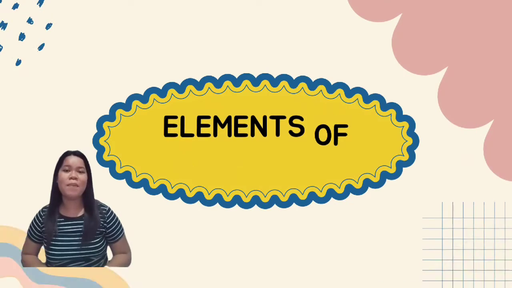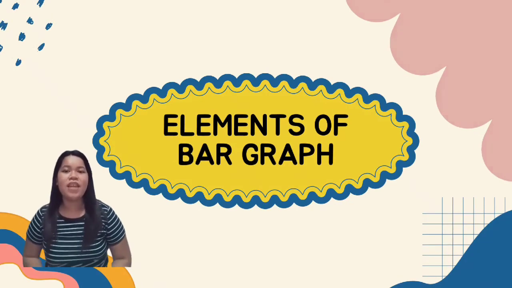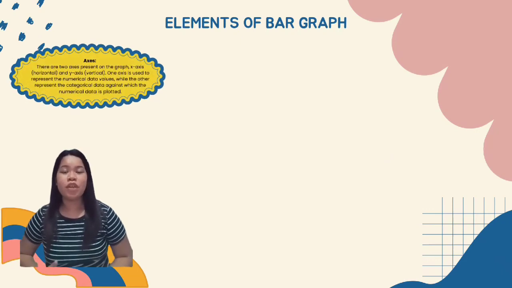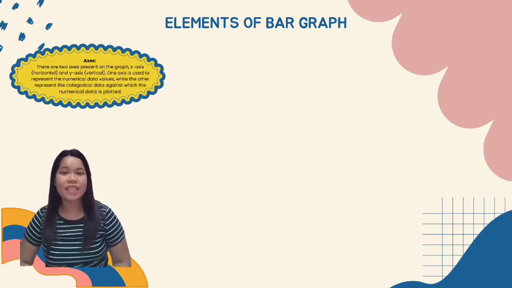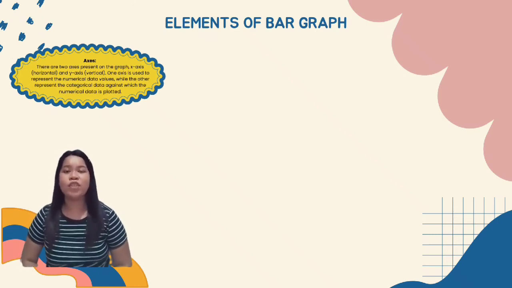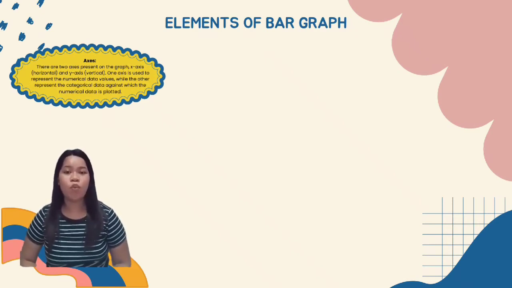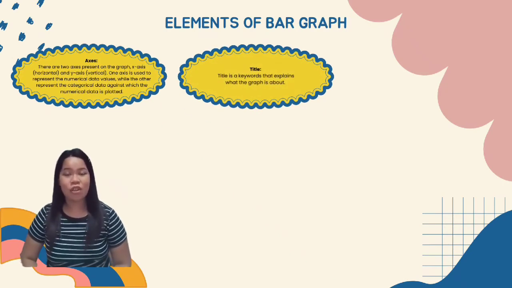This time we're going to talk about the elements of bar graph. There are 6 elements of bar graph. First, axis. There are 2 axes present on each graph. X-axis horizontal, Y-axis vertical. One axis represents the numerical data values, while the other represents the categorical data against which numerical data is plotted.